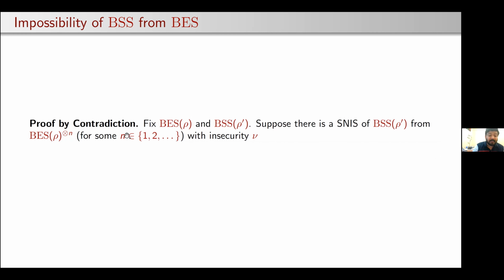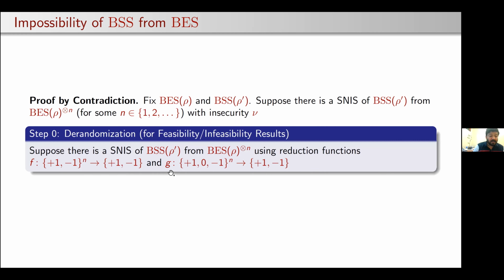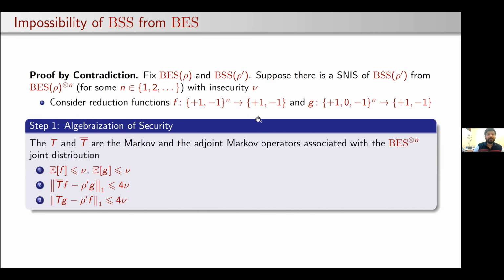We'll prove this using proof by contradiction. Suppose there is a secure simulation of the target from the source using multiple independent samples of the source. The first step here, or the 0th step, is to apply the de-randomization result to claim that there are deterministic reduction functions that achieve similar insecurity. So let's abstract that result here.